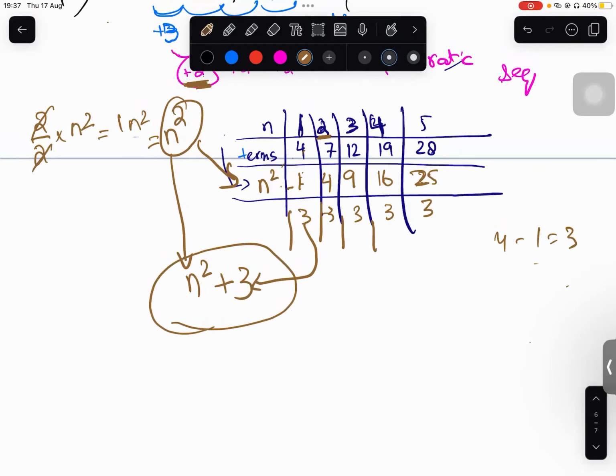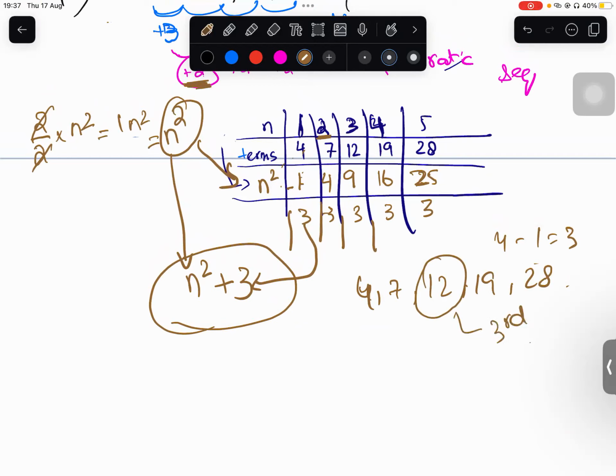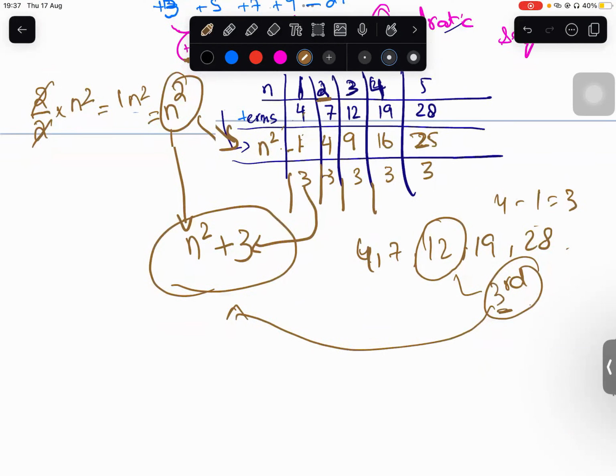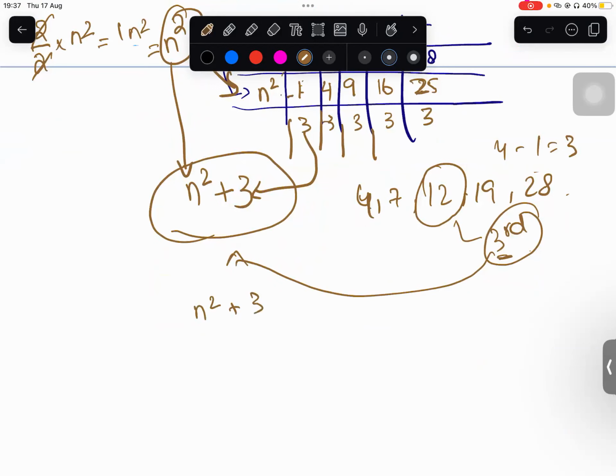And you can check your answer. You already know the third term, for example, in the sequence. This is your sequence 4, 7, 12, 19, and 28, and the third term is 12. What you can do is simply put this 3 inside this equation. So n squared plus 3 would become 3 squared plus 3. So 3 squared is 3 times 3, which is 9, plus 3, which is 12. The answer matches. Hence, this is correct.